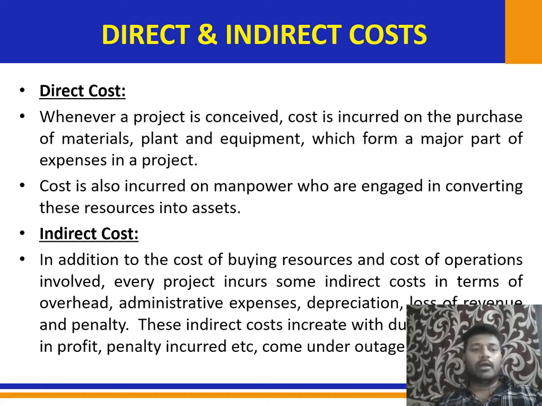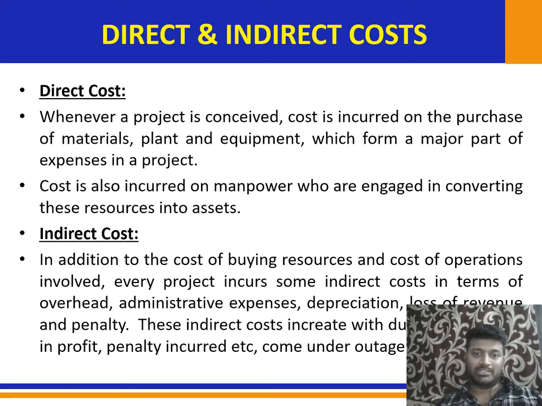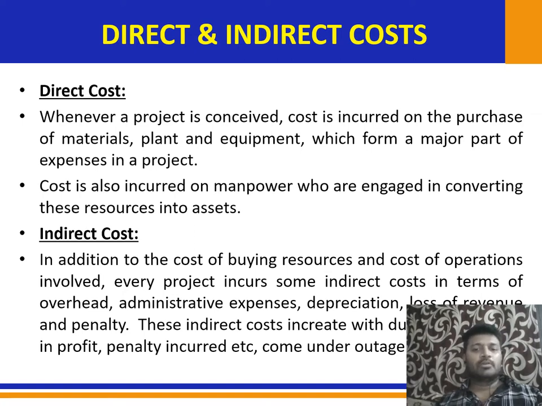Indirect costs on a project are those expenditures which cannot be clearly allocated to individual activities of a project, but can be assessed as a whole. We cannot go and allocate an indirect cost to each and every activity. It is assessed as a whole, in terms of percentage or a lump sum. For example, overhead cost, administrative expenses, depreciation, loss of revenue, and penalty all come under the indirect cost category.